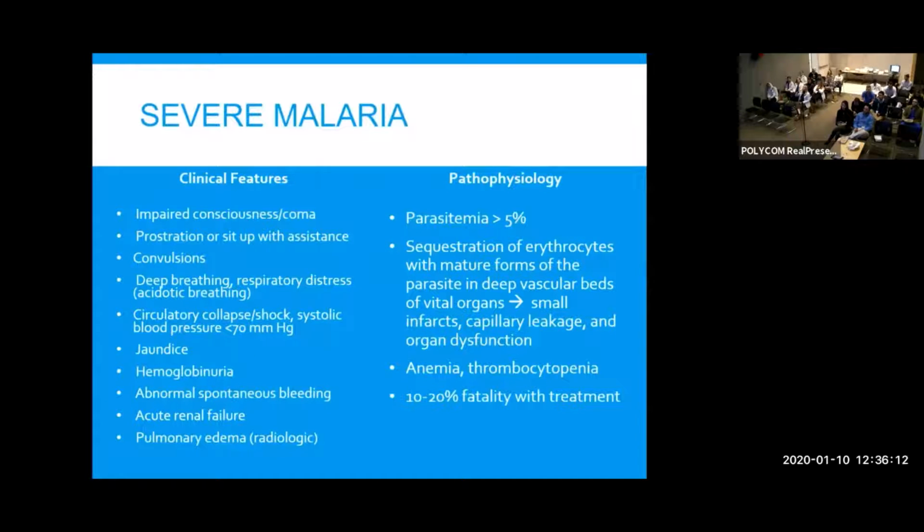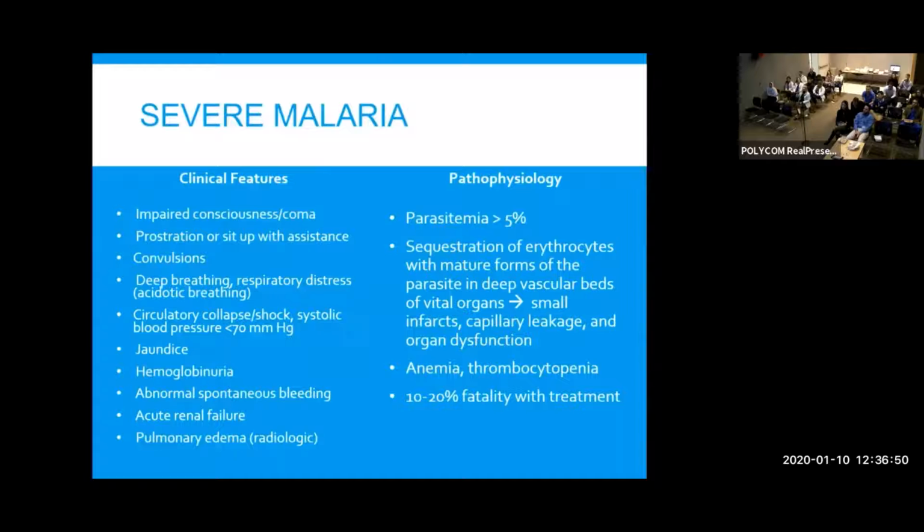What are the clinical features of severe malaria? That is impaired consciousness or even coma. Convulsions and seizures can happen, they get respiratory compromise pretty fast, circulatory collapse with shock and systolic pressure less than 70, jaundice, hemoglobinuria, spontaneous bleeding even, and acute renal failure. So if you're starting to see any evidence of end organ failure, you need to call the unit, as those patients need very close monitoring.